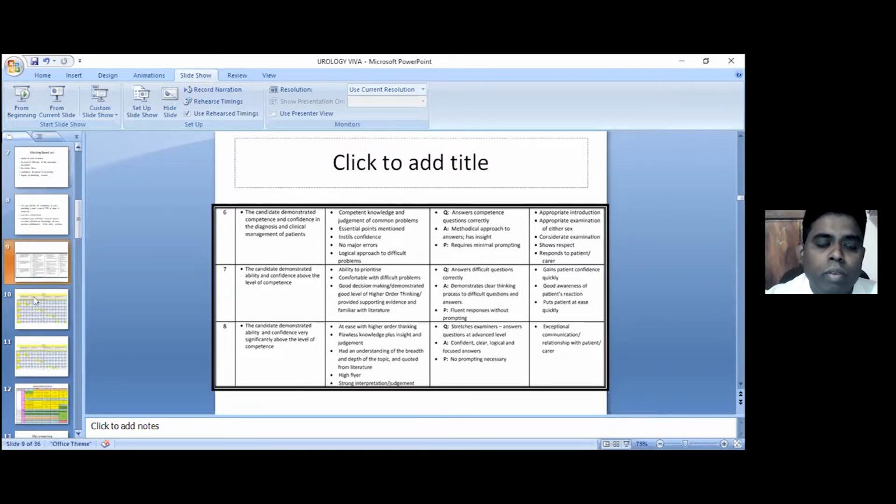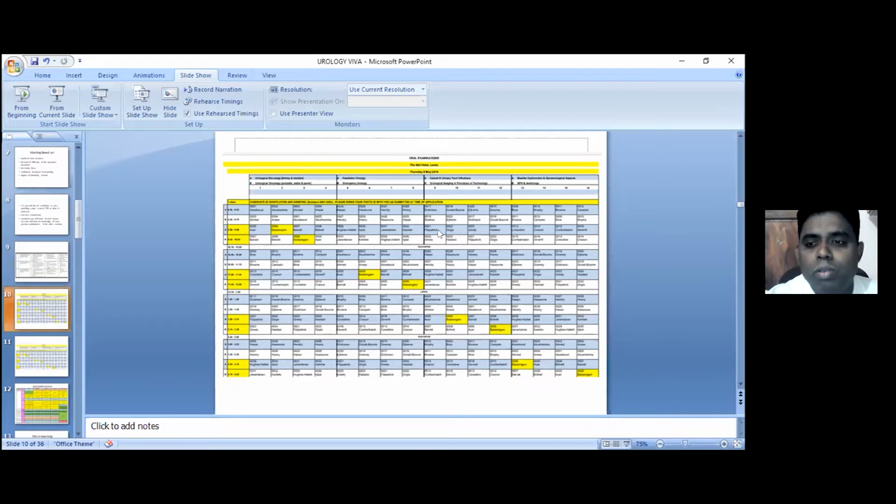On the exam day you will get your candidate timetable like this. So you can plan which station you are going to and concentrate. Okay, I'm going to go to the kidney and bladder station, so the questions are going to be on kidney cancer and bladder cancer, so you can concentrate, right?